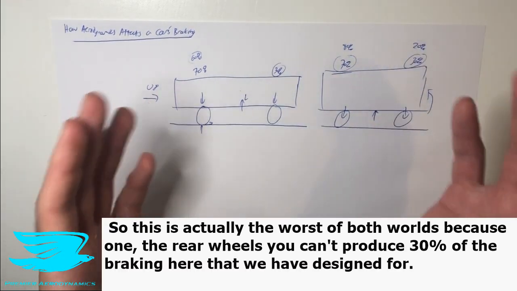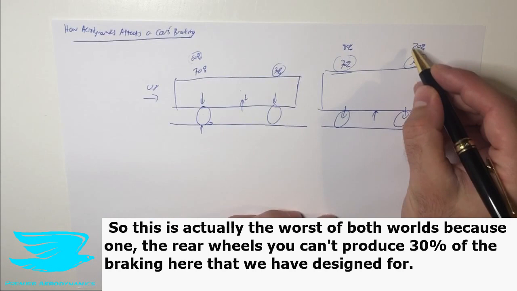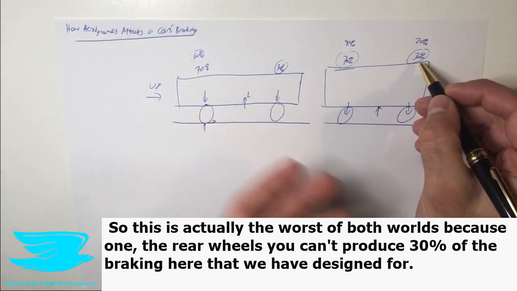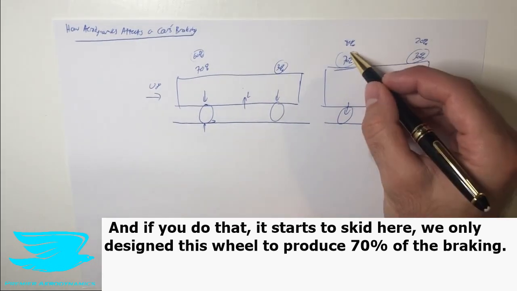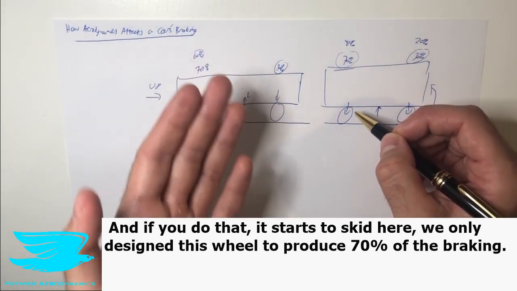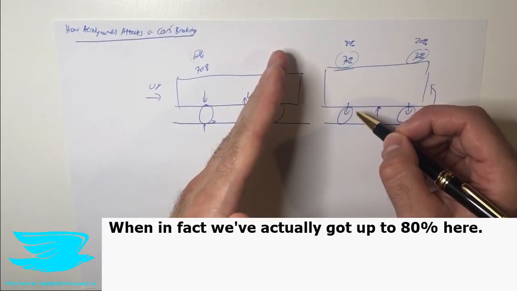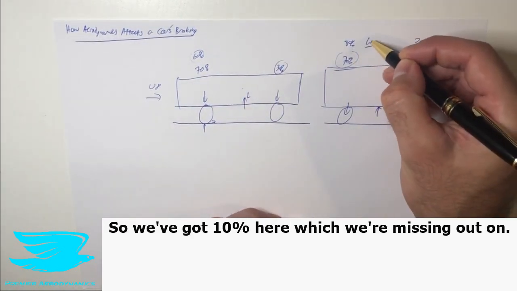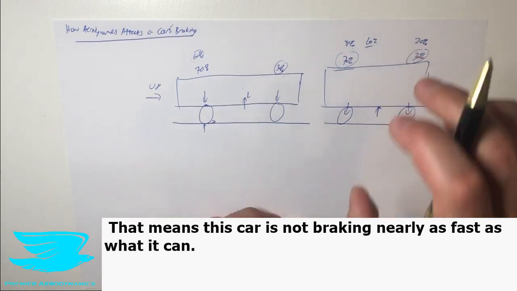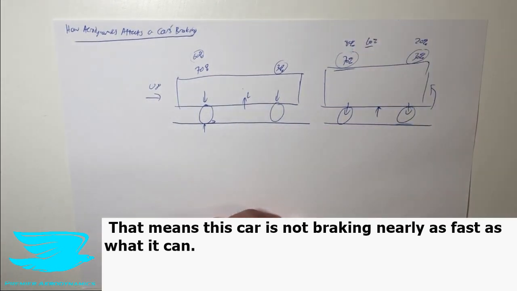So this is actually the worst of both worlds because one, the rear wheels, you can't produce the 30% braking here that we have designed for, and if you do, they'll start to skid. Here, we've only designed this wheel to produce 70% of the braking, when in fact we actually do 80% here. So we've got 10% here, which we're missing out on. So that means this car is not braking nearly as fast as what it can.